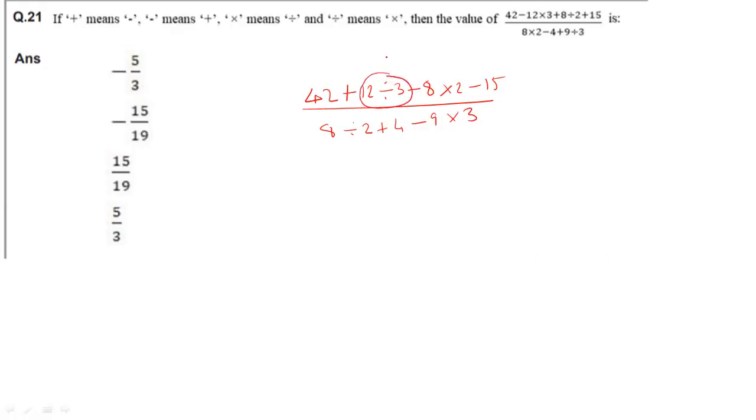12 by 3 is 4. 8 into 2 is 16. Minus 16, minus 15, is minus 31. 42 plus 4 is 46, minus 31 is 15 in the numerator.